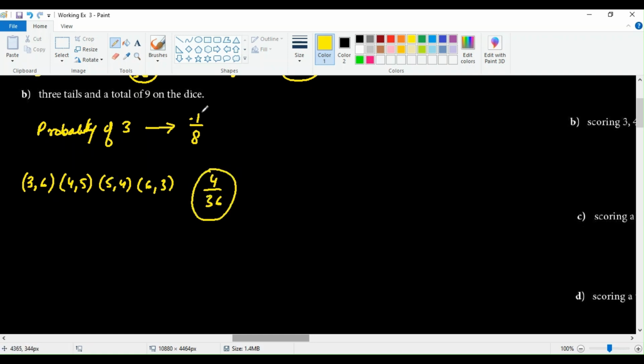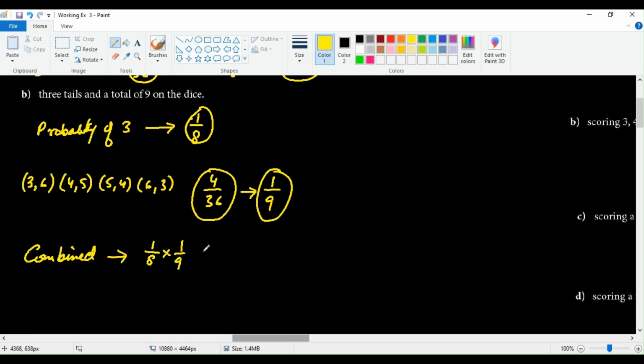So these two are the things that we are going to be looking for. Once we multiply, or we can say this is 1 over 9. Now when we combine these two together, combined is going to be 1 over 8 times 1 over 9. So it's going to be giving us 1 over 72 as a final answer for this question.